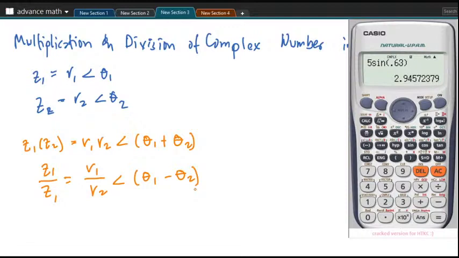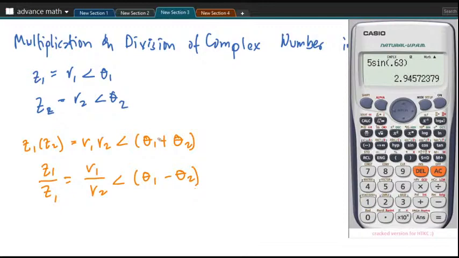So it's much easier to have the multiplication in polar form and the division in polar form than in the rectangular form, because if we are going to have our multiplication in the rectangular form, we are multiplying two binomials. If we are going to have division in rectangular form, then we will be getting the conjugate of our divisor.